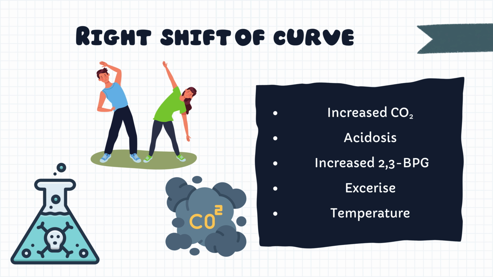Increased temperature. Active tissues generate heat. Higher temperatures make hemoglobin release oxygen more easily, exactly what working muscles need. Increased 2,3-BPG. This molecule is made in red blood cells. It binds to hemoglobin and reduces its oxygen affinity. 2,3-BPG levels increase in chronic hypoxia, high altitude, anemia, and exercise. Right shift helps oxygen get to where it's needed most, fast and efficiently. Here's a memory tip. Right shift means release. Think of it as hemoglobin letting go of oxygen during times of stress or activity.